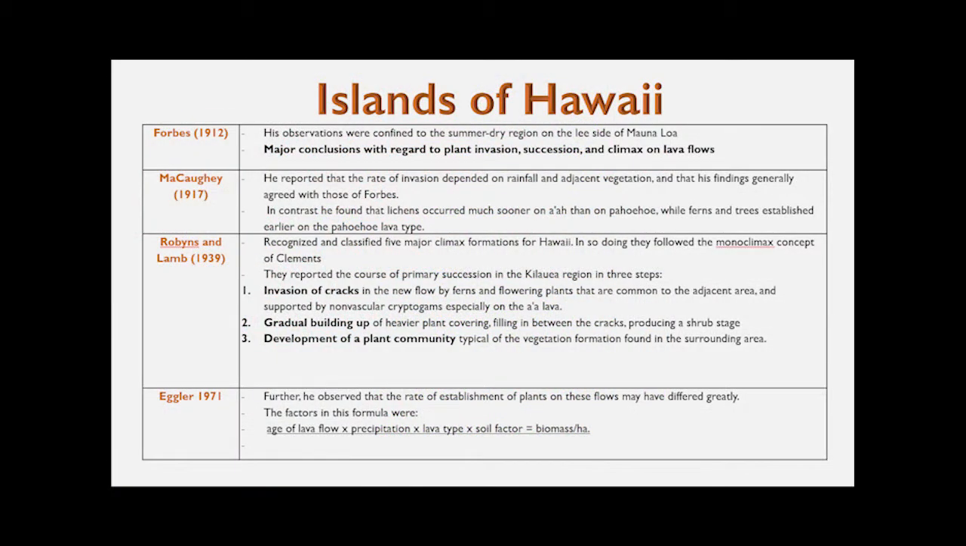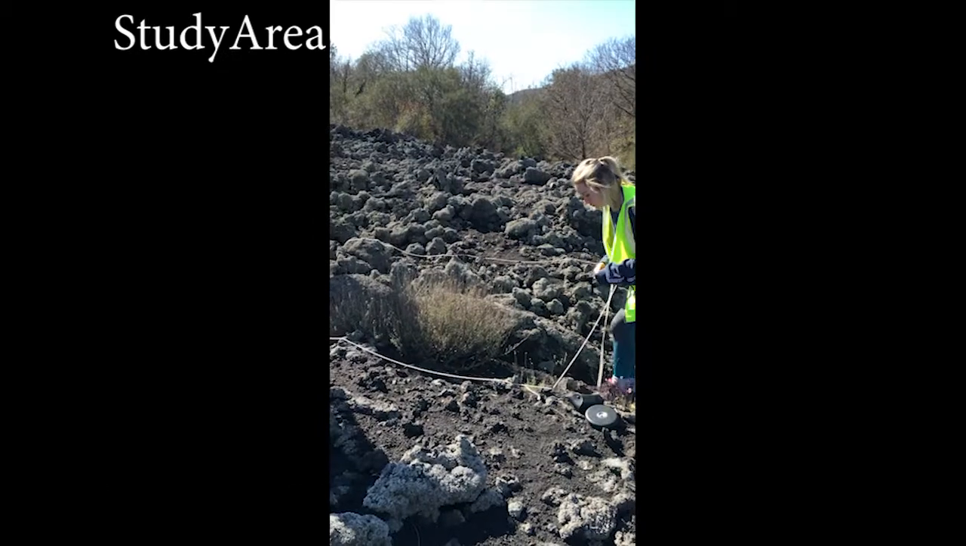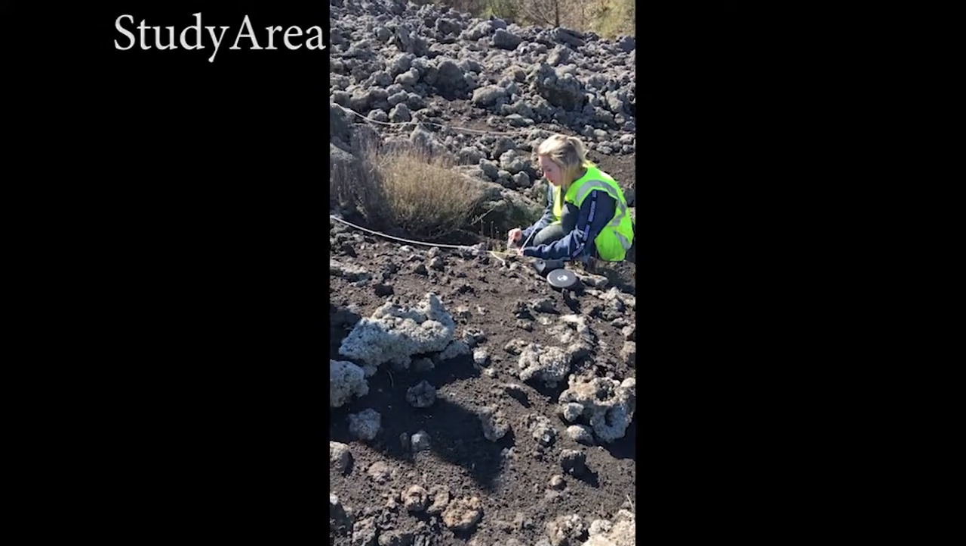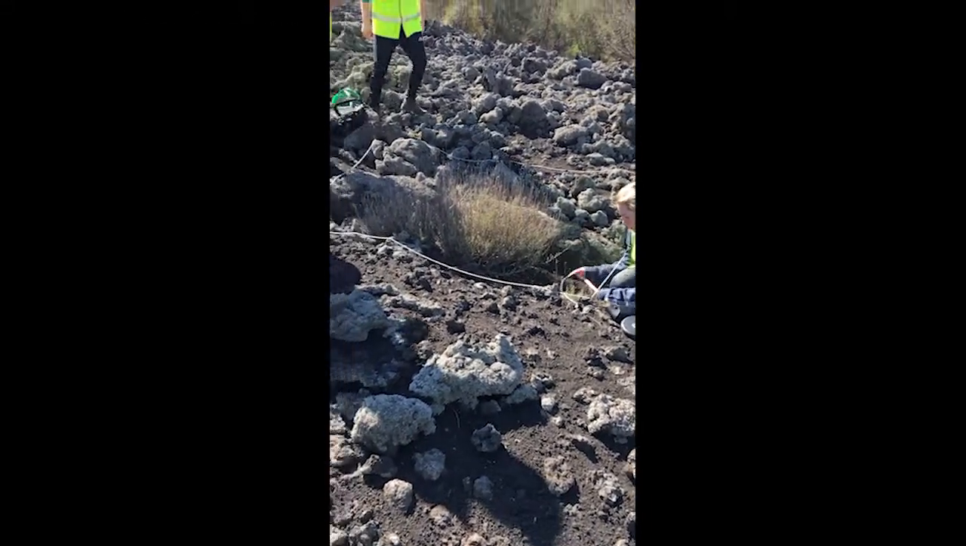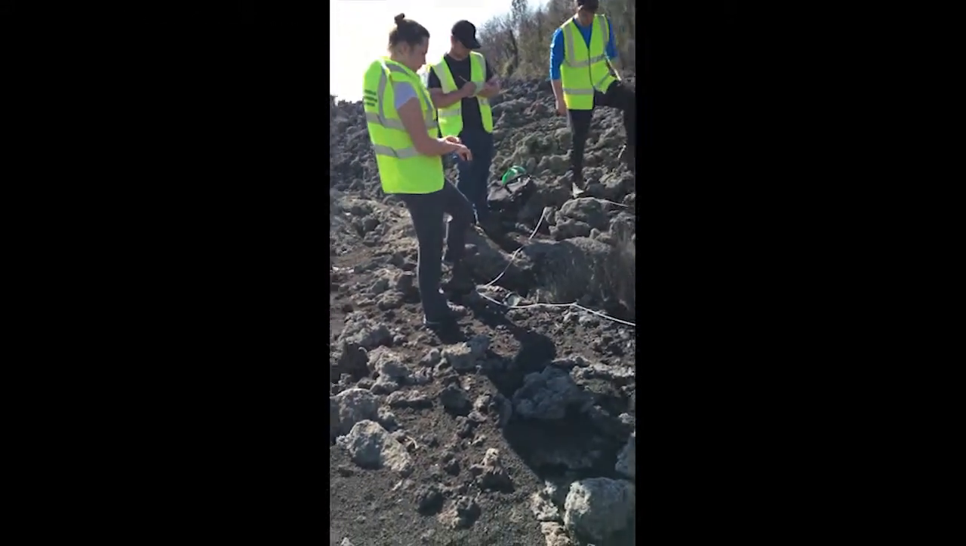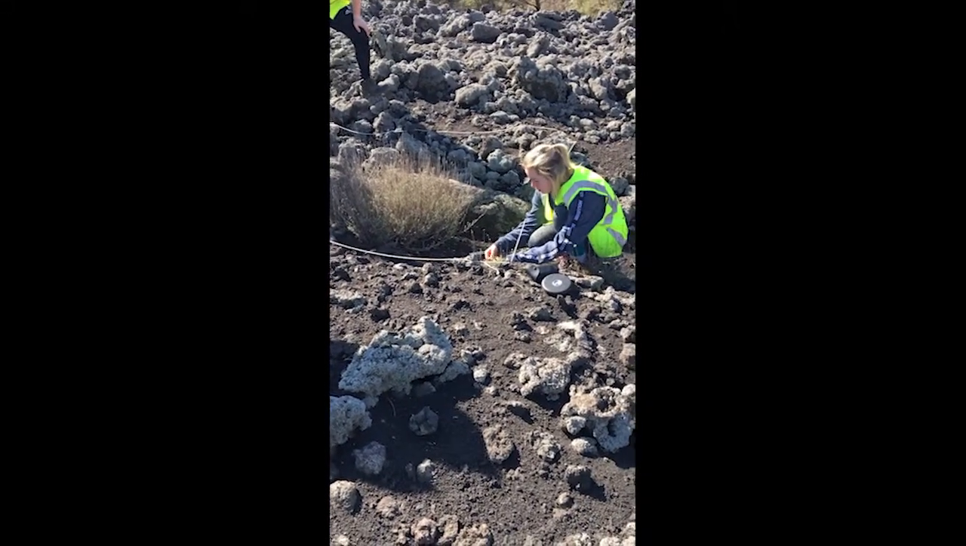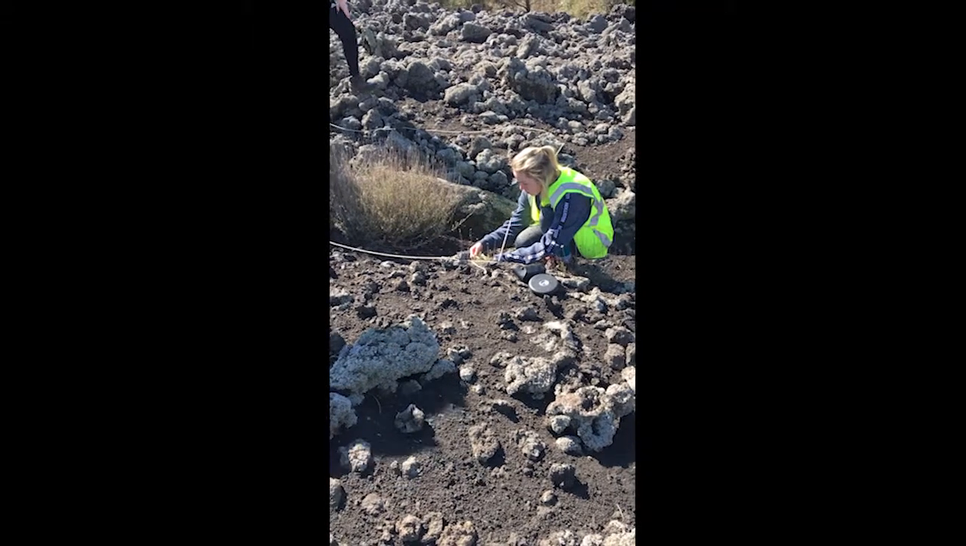Other studies on the Hawaiian Islands were carried out by Forbes in 1912, McCarthy in 1917, Robbins and Lamb in 1939, and Egler in 1971. The study area chosen for this project is at Zafferena, Mount Etna, Sicily. There has been extensive research on monitoring vegetation development in Sicily. However, there is a lack of research available on vegetation succession at this site.